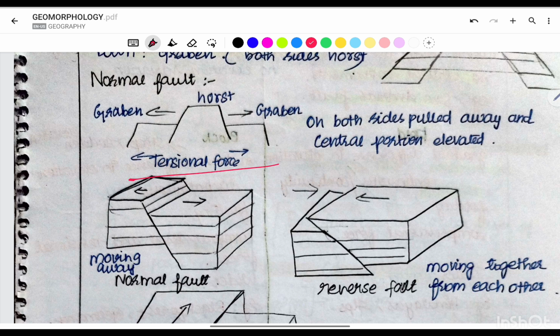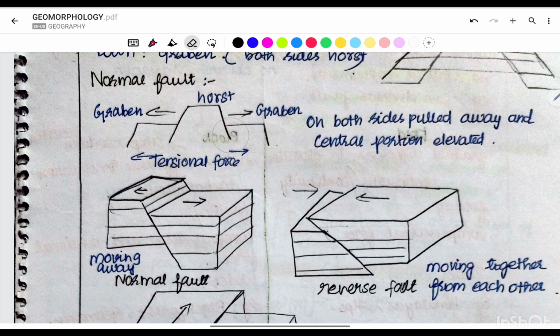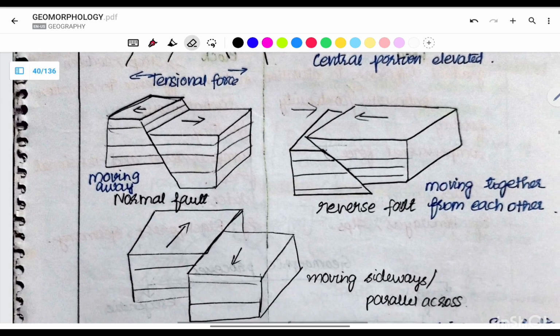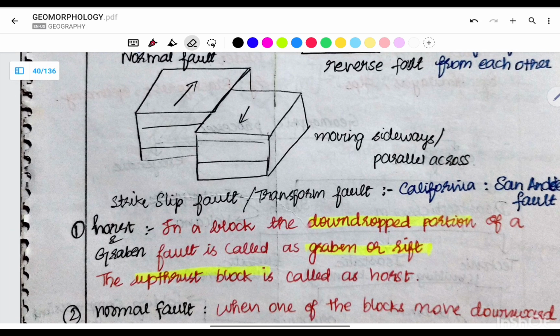Now the normal fault. When the tensional forces are acting and both sides are pulled away, the central portion is elevated, and that is the normal fault. There are various types of faults: normal fault, reverse fault, side slip fault, strike slip fault, or transform fault.